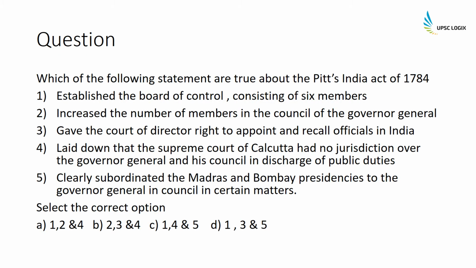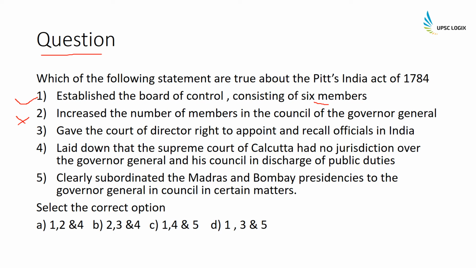So let us have a look at a question in regards to the Pitt's India Act of 1784. Which of the following statements are true about the Pitt's India Act of 1784? Number one was it established a board of control consisting of 6 members. Absolutely correct. Then increased the number of members in the Council of Governor General. This is wrong. We know it had decreased. It had come to 3 from 4.